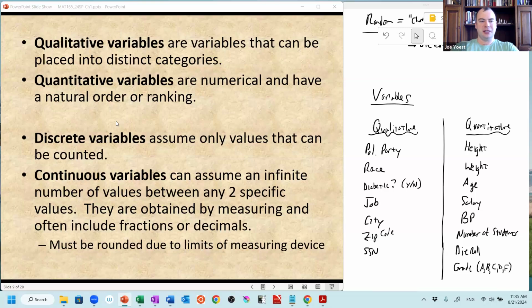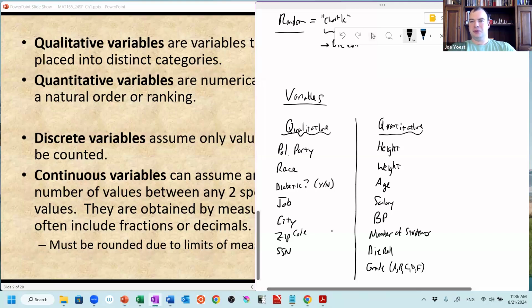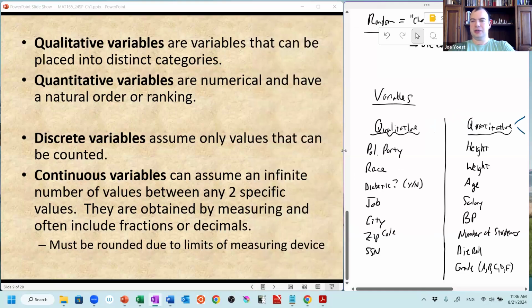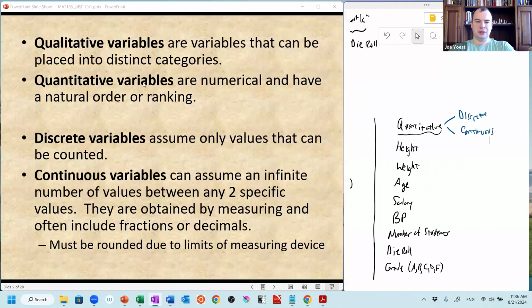Okay, so next we're going to talk about discrete versus continuous variables. Discrete versus continuous is a further classification of quantitative. So we're going to look at the quantitative variables and for each one discuss whether we think it's discrete or continuous. The distinction is a little bit hard to make clear here, but here's an attempt.